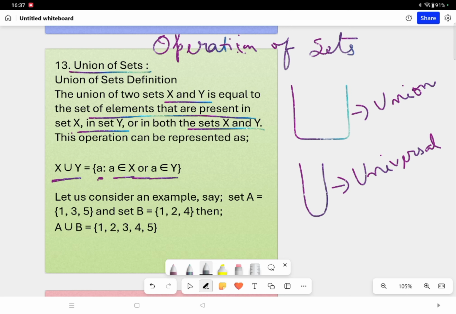Either it can be present in x or it can be present in y, not that it has to be present in both the sets. It can be present in both the sets or it cannot be. That will be called union of sets. If I take set A as 1, 3, 5 and B as 1, 2, 4, then A union B will be 1, 2, 3, 4, 5. That means all the elements of A and B, whether present in both sets or in either of the sets.